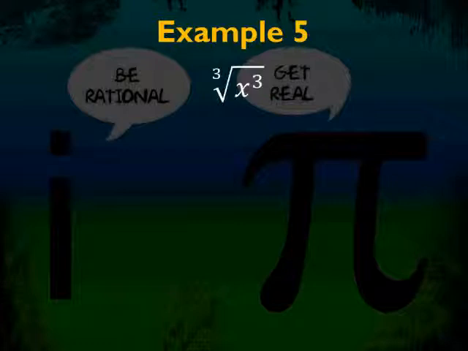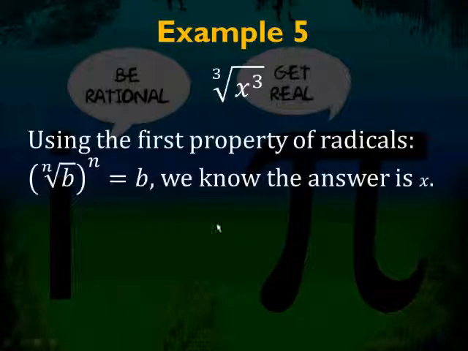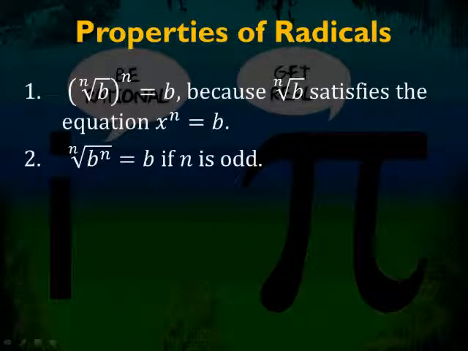So let's take a look at number 5. The cube root of x cubed, again, using property 1, the nth root of b to the n power is b. So the cube root of x cubed equals b. So we know the answer is x. I hope you can see that really easily. Let's go to property number 2. The nth root of b to the n is b if n is odd.